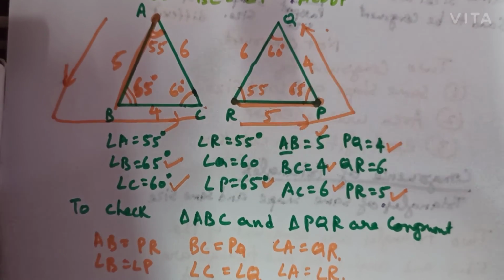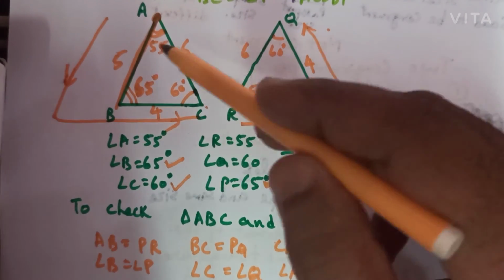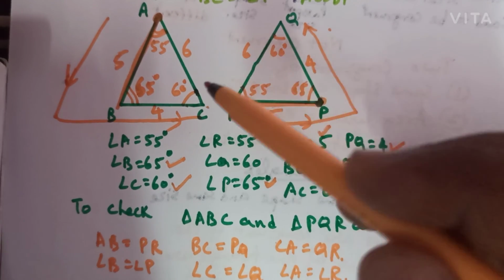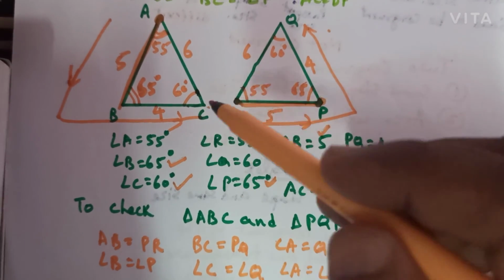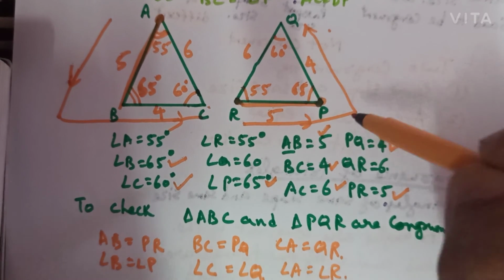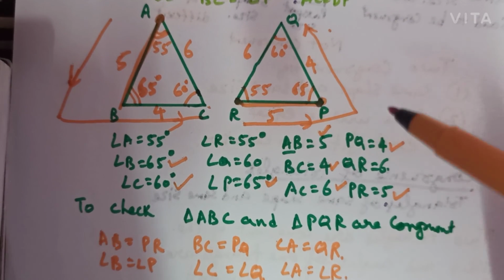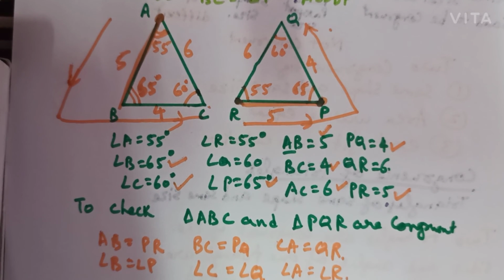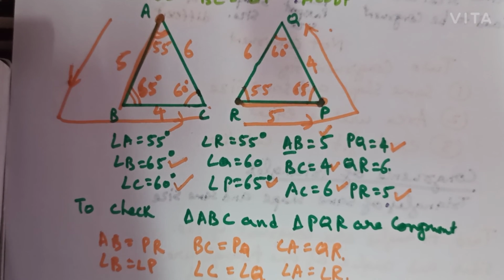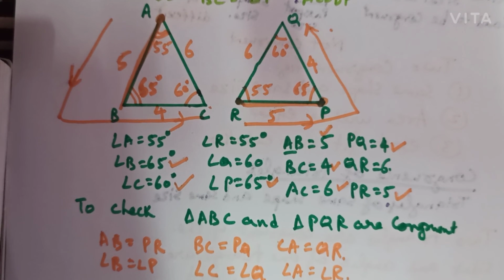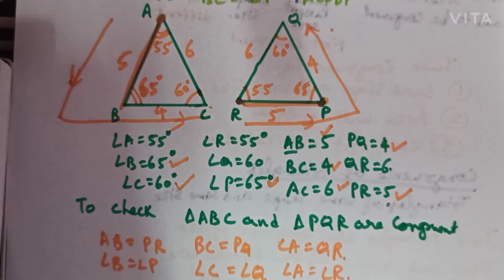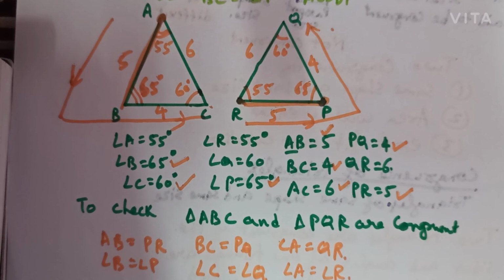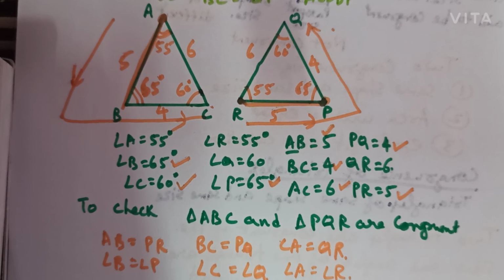So we have seen that all the 6 elements, all the 3 sides and all the 3 angles of triangle ABC are equal to the corresponding 3 sides and 3 angles of triangle PQR. So we say that these 2 triangles are congruent with each other. But now we have to see what the corresponding vertices are. When we write the congruency, the corresponding vertices should match.